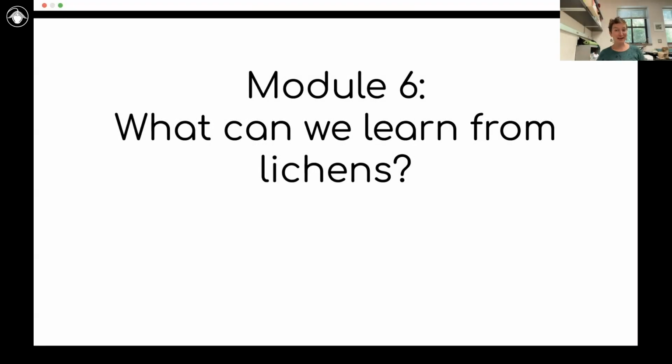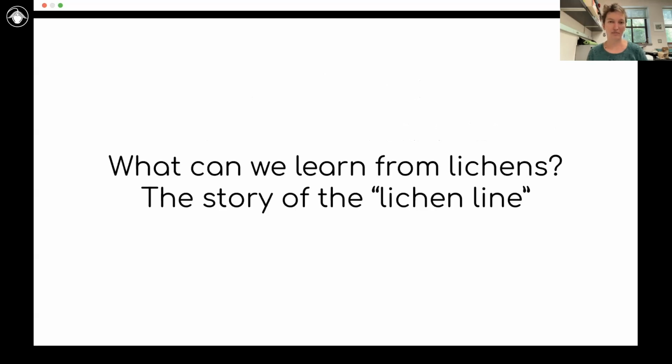So welcome back. We are, yes, coming towards the end here, but there's a few more sections to share with you. And sort of coming off of the previous module, I wanted to explore what can we learn from lichens. And in terms of that, I want to share a few stories of what I am calling the lichen line.